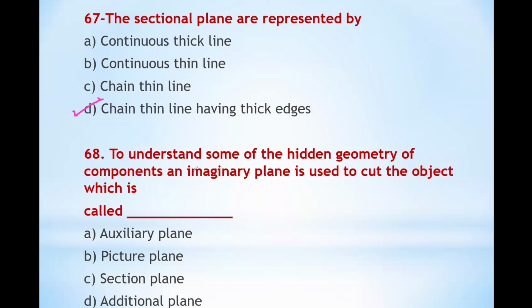The next, to understand some of the hidden geometry of a component, an imaginary plane is used to cut the object, which is called: auxiliary plane, picture plane, section plane, additional plane. Okay, so section plane will be correct, because it is also called a cutting plane. By using this section plane we're taking the section, to understand the hidden geometry of that component. So that imaginary plane we call a section plane. Okay, we'll see next one.